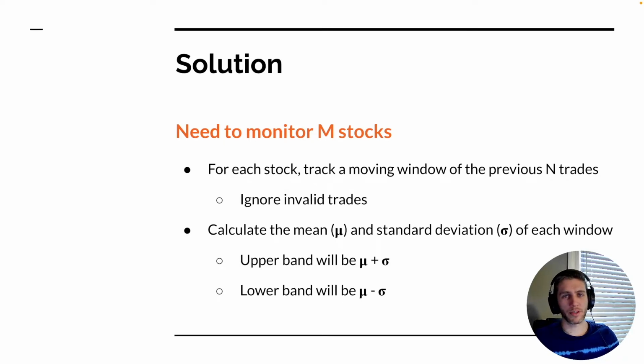The solution will be as follows. For each unique stock in a table of stock trades, we will need to keep track of a moving window of the previous n trades. Trades with phony data, such as nans or negative values, must be ignored. For each moving window, we will calculate the mean and standard deviation. Those values will be used as our Bollinger Bands of volatility.